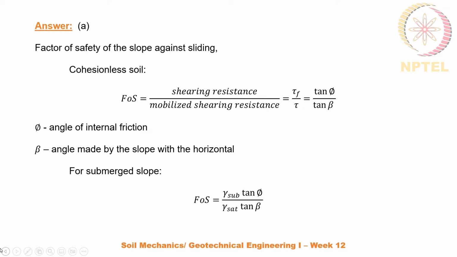For a submerged slope, that is the case where the groundwater table is above the considered surface, the factor of safety equation becomes gamma submerged tan phi by gamma saturated tan beta. Gamma submerged is obtained by deducting gamma W from gamma sat or saturated unit weight. That is, submerged unit weight gamma sub is equal to gamma sat minus gamma W. So this is the equation for a submerged slope.